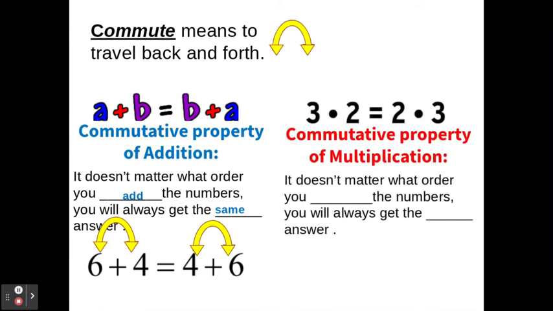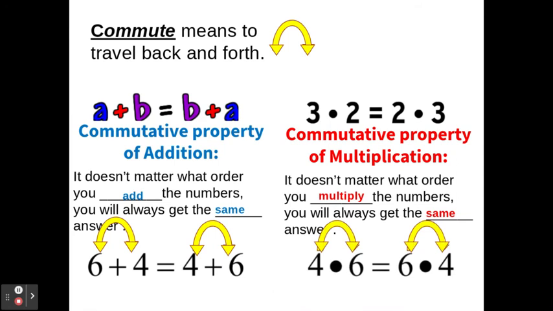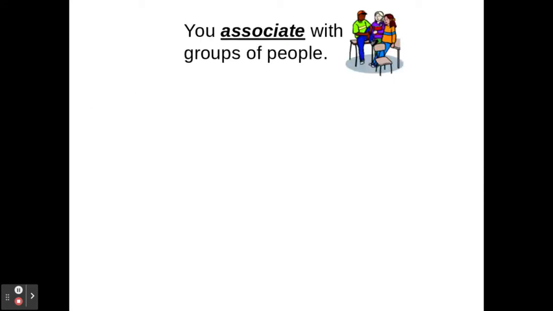This is true for multiplication also. It doesn't matter what order you multiply the numbers, you'll always get the same answer. So you could take 4 times 6, and it would be the same as 6 times 4. Okay, so that's the commutative property or the commutative rule. It's true for addition and multiplication, but notice how it wouldn't be true for subtraction and division. Okay. Then that brings us to associative property.